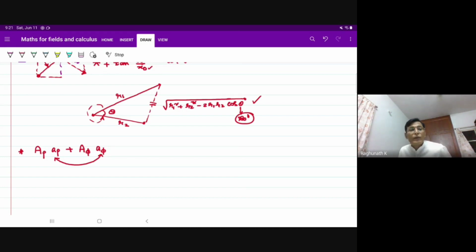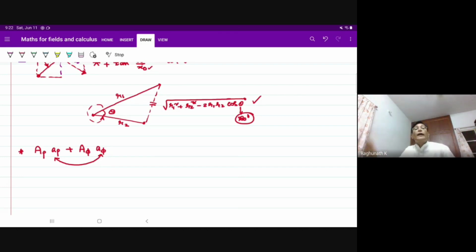Carefully. A rho and a phi are standard unit vectors, orthogonal unit vectors in circular coordinate system. These unit vectors have no unique direction. The directions of these unit vectors, when they are mutually perpendicular, depend upon the point where they are defined.